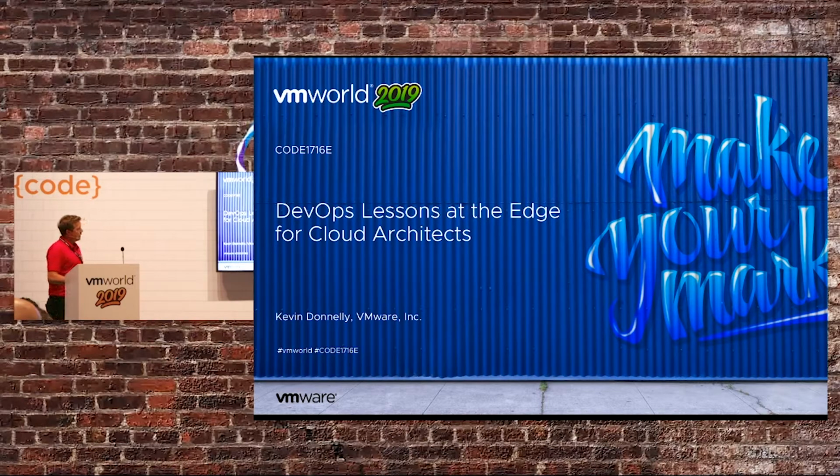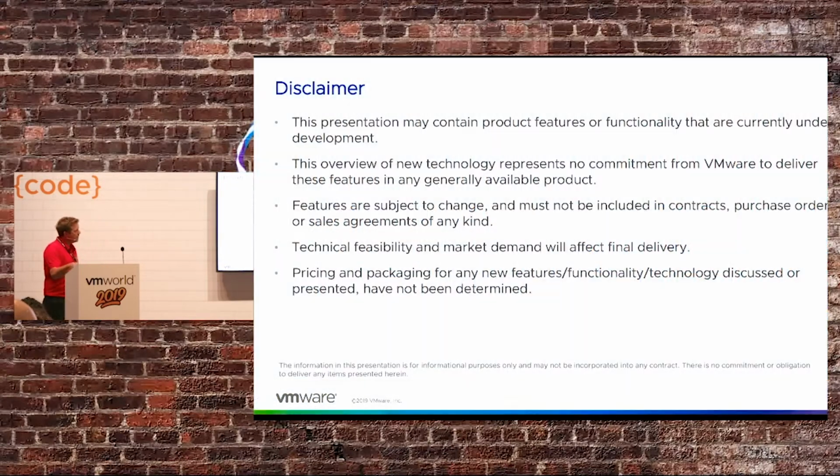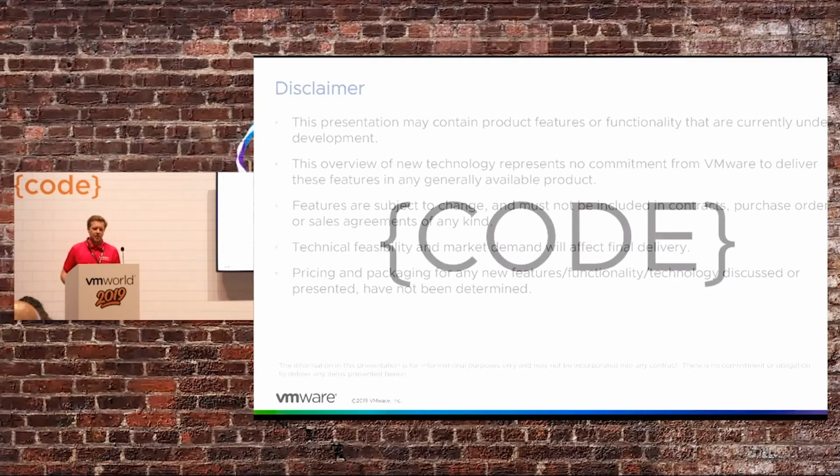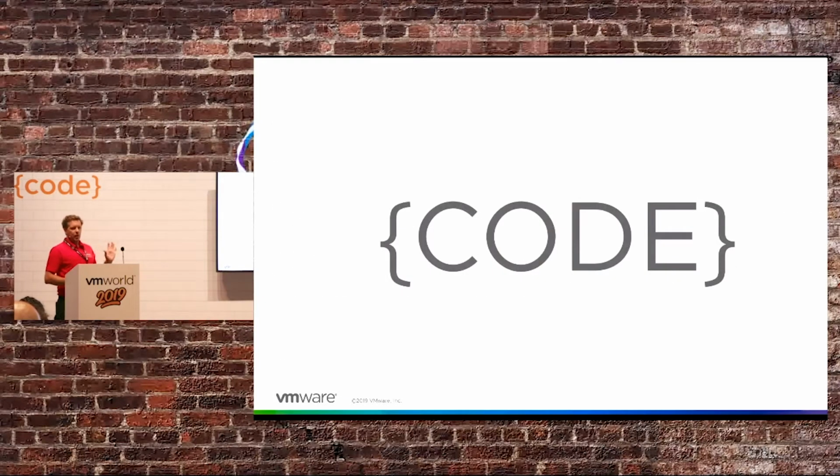So very quickly, this is the session, DevOps Lessons at the Edge for Cloud Architects. Here's our little disclaimer, I have to show this at every session. Okay. So this is a code session. I'll be sharing with you today some of the lessons that we learned from this project, lessons that we learned the hard way essentially.